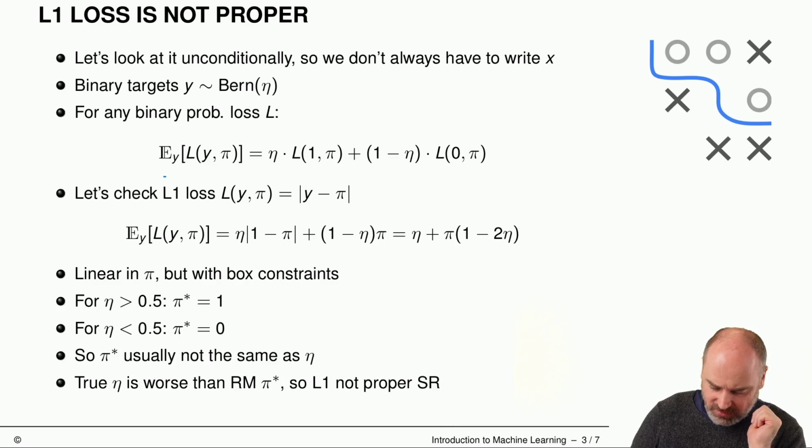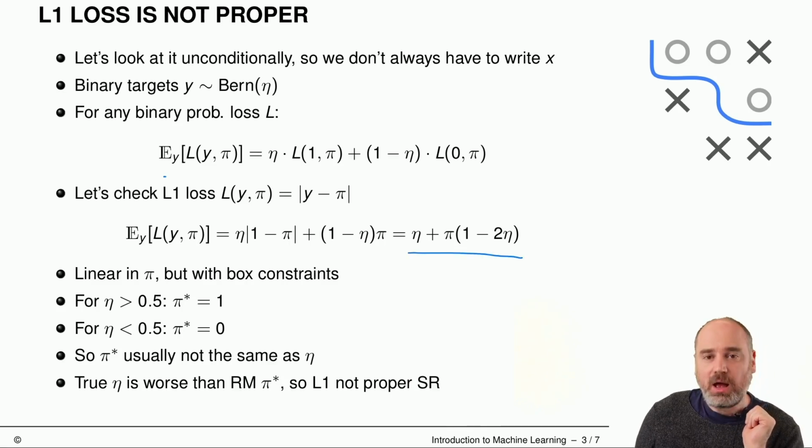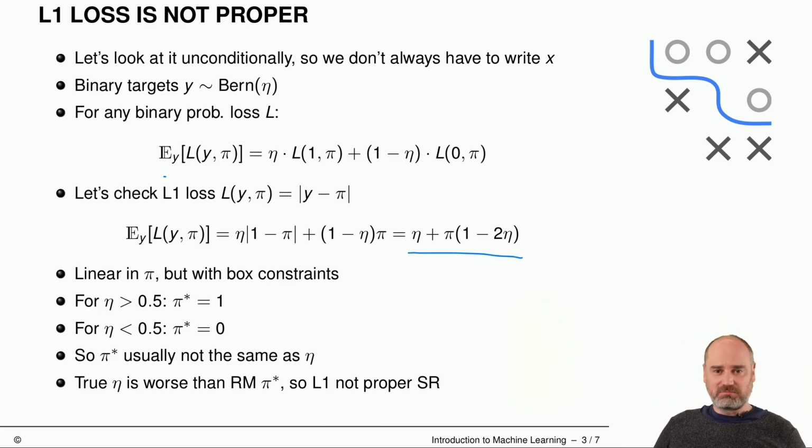Now let's look at this and think about how we can actually minimize that. So first of all, eta is a constant, right? It's potentially unknown to us, but it's a constant. And pi is the thing we want to optimize over. And we want to minimize this thing, right? So what type of function is this here? It only contains eta and pi, and it's a linear function in pi. Linear functions are really easy to optimize. Actually, they wouldn't really have a minimum. But this thing here is box constrained, right?